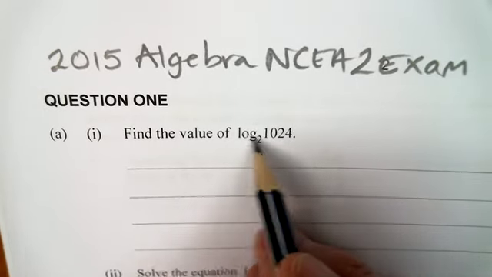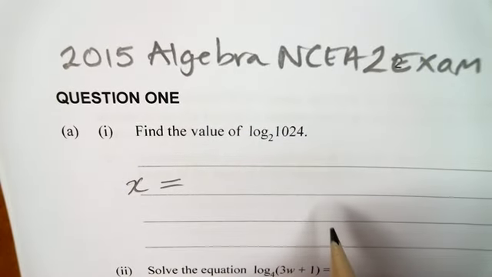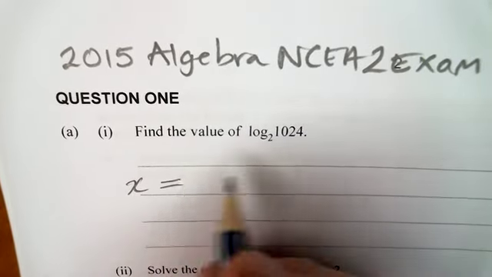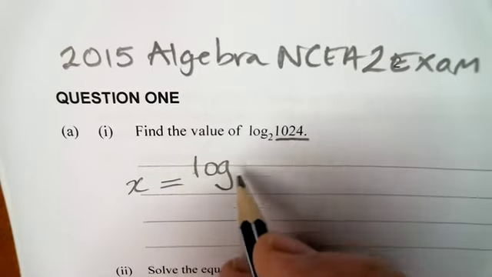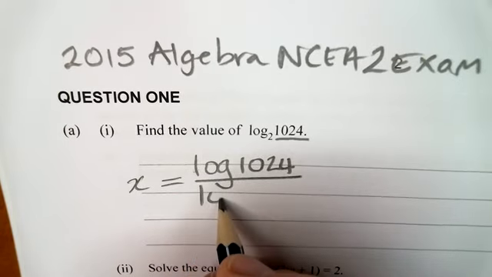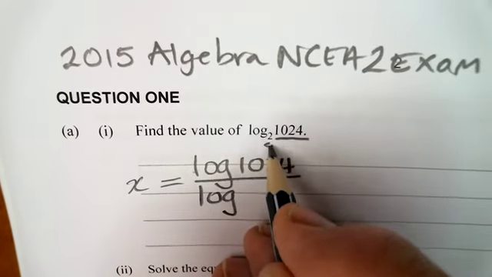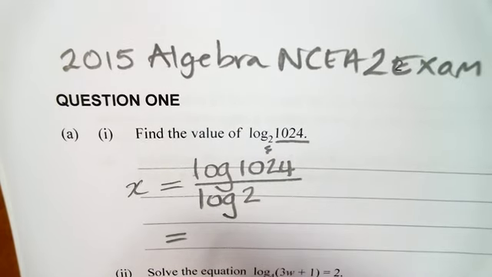Of course, the answer to this, or if you like, we'll say x is equal to. So what would that be? Well, x is equal to the logarithm of the solution, which is 1024, divided by the logarithm of the base, which in this case is 2. And we can just go to our calculator straight away.